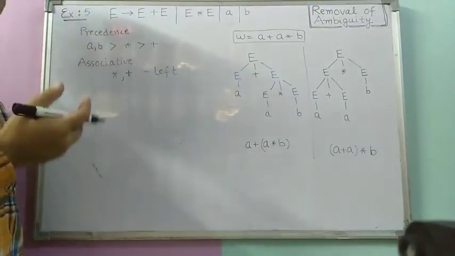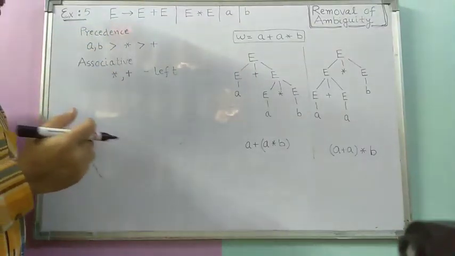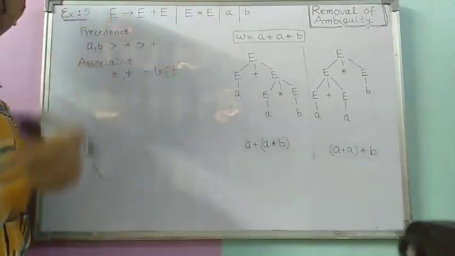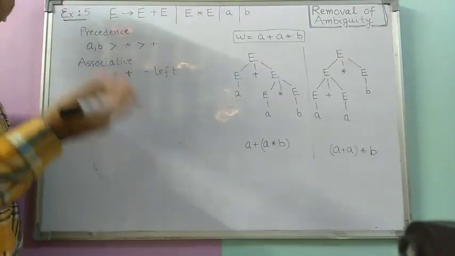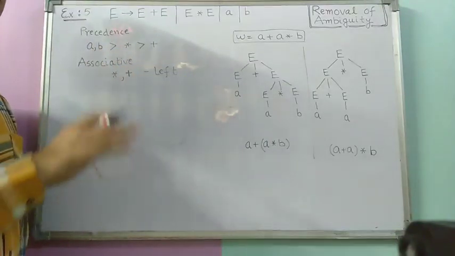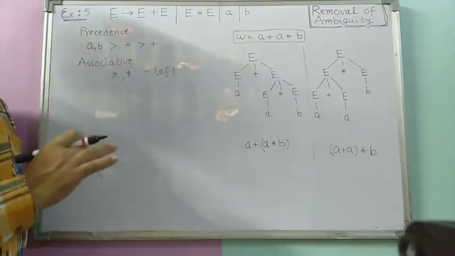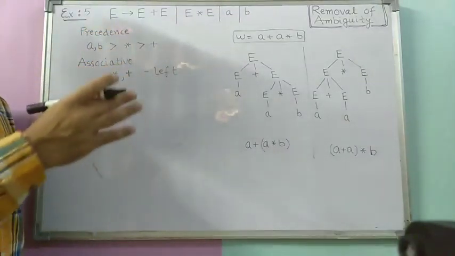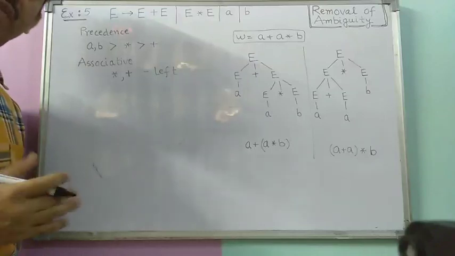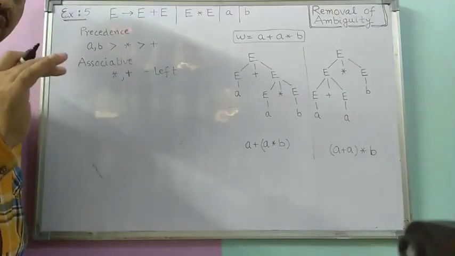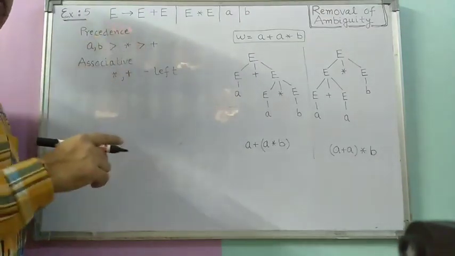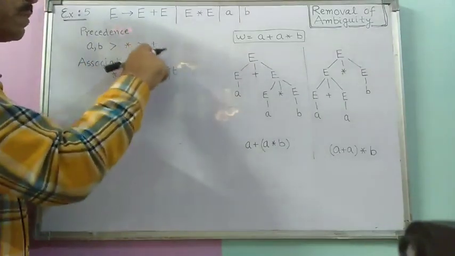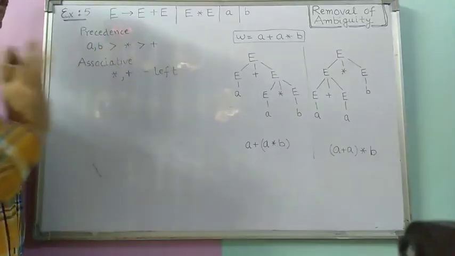This can be removed through the use of levels. The higher the precedence of the operator, the higher should be its level. Meaning thereby, the least priority operator should be derived from the start symbol, and the other operators should be derived at further successive levels. This you have to keep in mind. The lowest priority operator here is plus, so this plus operator will be derived from the start symbol.